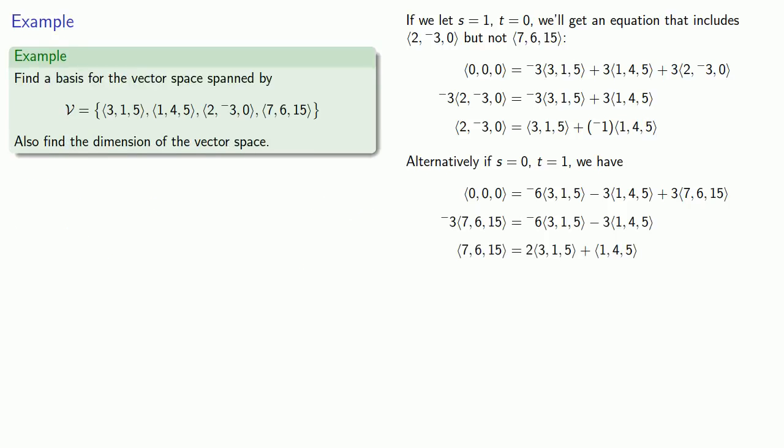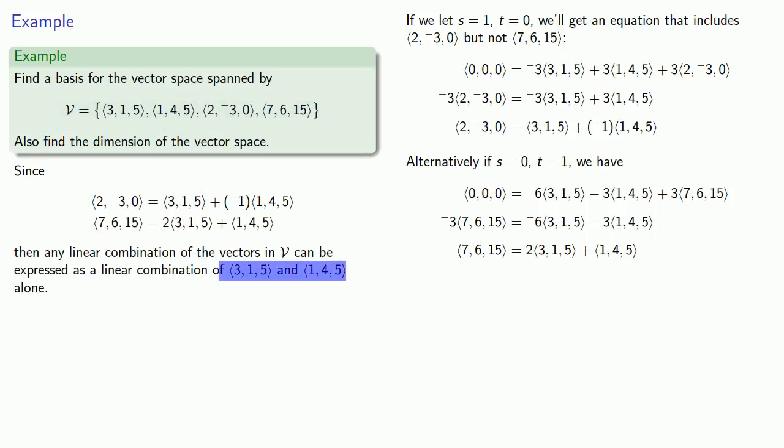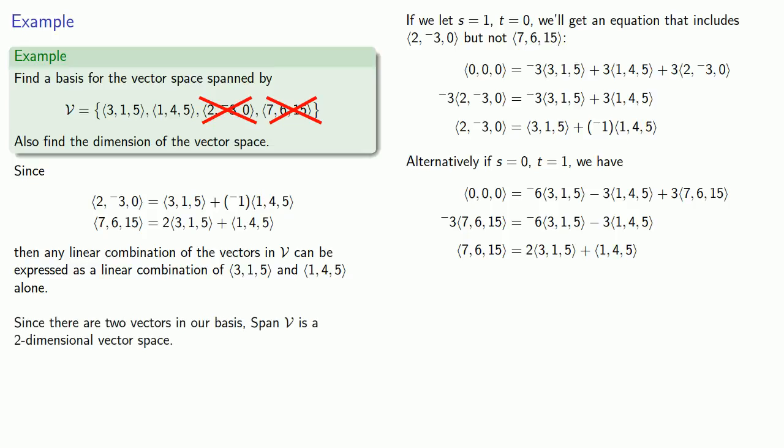And what that means is that I can write my vector 2, negative 3, 0 as a linear combination of 3, 1, 5 and 1, 4, 5. And likewise, I can write the vector 7, 6, 15 as a linear combination of 3, 1, 5 and 1, 4, 5. So any linear combination of the vectors in my set can be expressed as a linear combination of these two vectors alone. And I don't need these two vectors. And so that means there are two vectors in our basis, and span V, the vector space spanned by this set of vectors, is a two-dimensional vector space.